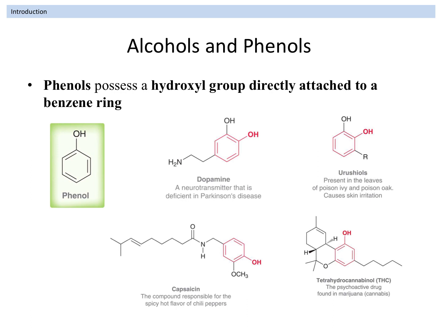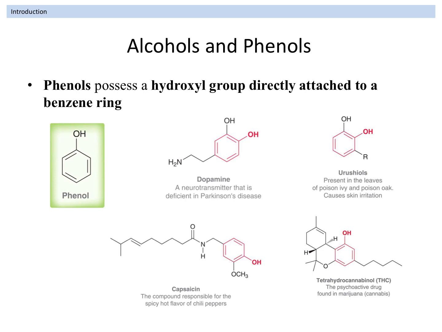Phenols are prevalent in various natural and synthetic compounds, often contributing to their biological activity. For instance, dopamine is a neurotransmitter critical for brain function, particularly in regulating mood and movement, and is deficient in Parkinson's disease. It features a hydroxyl group on the benzene ring, classifying it as a phenol. Uracils are another example, found in the leaves of poison ivy and poison oak. These compounds cause skin irritation upon contact, highlighting the potent biological effects of phenolic compounds.